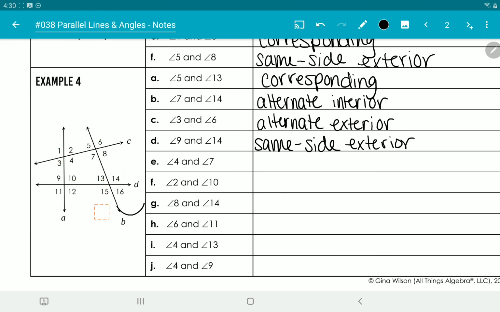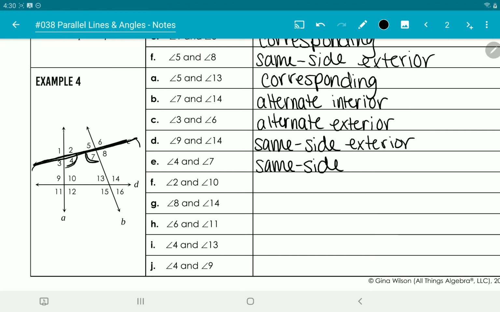Looking at the next ones. 4 and 7. So we have 4 here, and we have 7 here. You can see that this one touches them both, so it's going to be the transversal. You can see they're on the same side. They're both on the bottom side of the transversal. So they're same side.